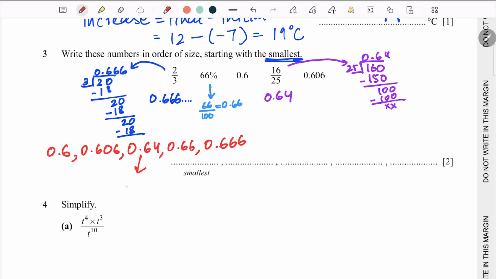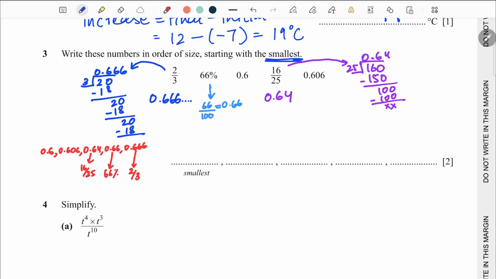Now 0.64 is 16/25. 0.66 is 66%. And 0.666 is 2 divided by 3. So when I'm going to write my final answer: 0.6, 0.606, then 16/25, 66%, and last will be 2 divided by 3. This is going to be my final answer.